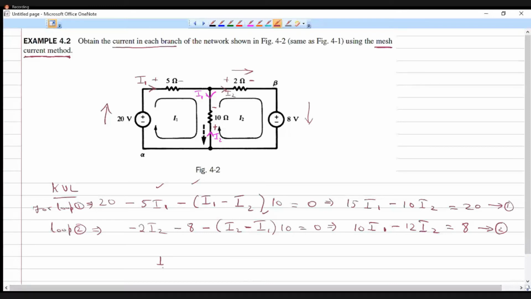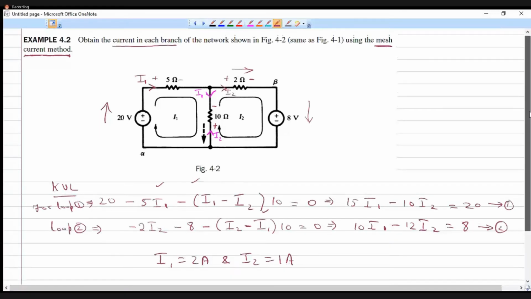Okay, on simplification, you will get I1 is equal to 2 ampere. Yes, sir. I1 is 2 and I2 is 1 ampere. Yeah, I2 is equal to 1 ampere. Remember that we have to find the current in all the branches. So we can write the current: this is equal to 2 ampere and this is equal to 1 ampere.